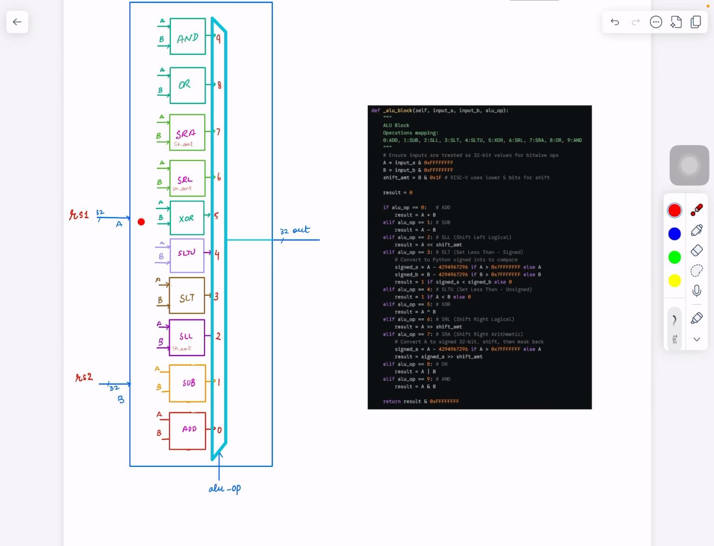It's the same A coming from the source 1 register, and B from the source 2 register. I didn't draw all these connections because it would look messy, but wherever I have A, I assume it is connected to this point, and wherever B, it's connected to this point. So you can take a look. This block is going to add A and B, and the output is available at the output.